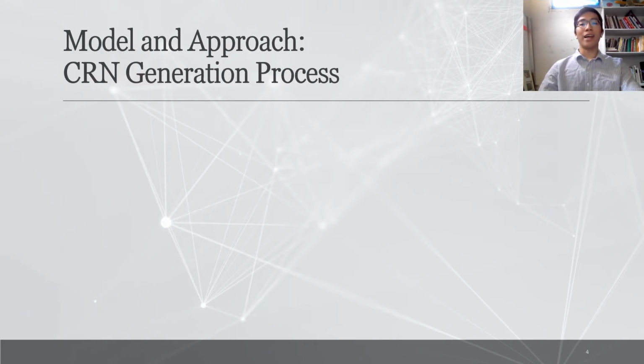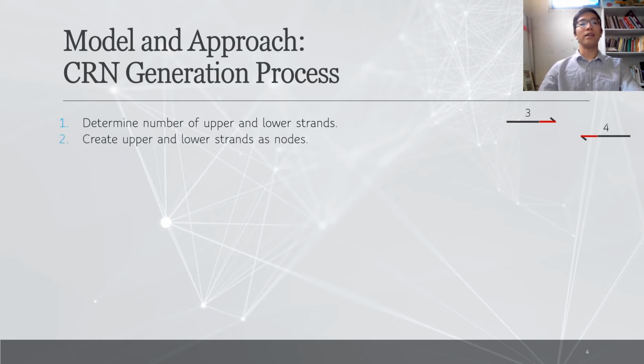Next, we create a chemical reaction network with those species and reactions. Here are the steps that we use to generate the network. First, we determine the number of upper and lower strands. In this case, we use a random generator, and I'm going to give an example. It's going to be 3 and 4 respectively for upper and lower strands. Second, we create the upper and lower strands as nodes. So I have a representation here. As you can see, U0 to U2 are the nodes for the upper strands, and L0 to L3 are the nodes for the lower strands.